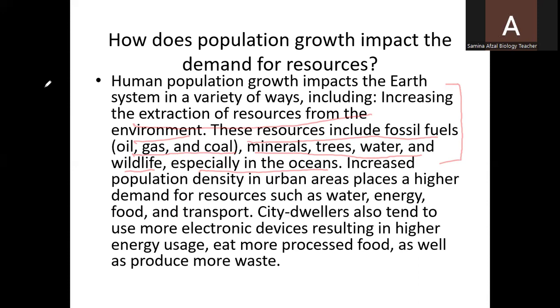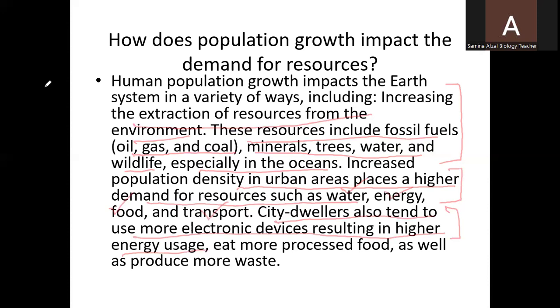So increased population density in urban areas places a higher demand for resources such as water. They need healthy water, they need pure water, they need energy, they need food, they need transport. So all these factors are required by a population, or simply we can say the growing population. City dwellers also tend to use more electronic devices, resulting in higher energy use. So use of electronic devices or other resources is polluting our earth.